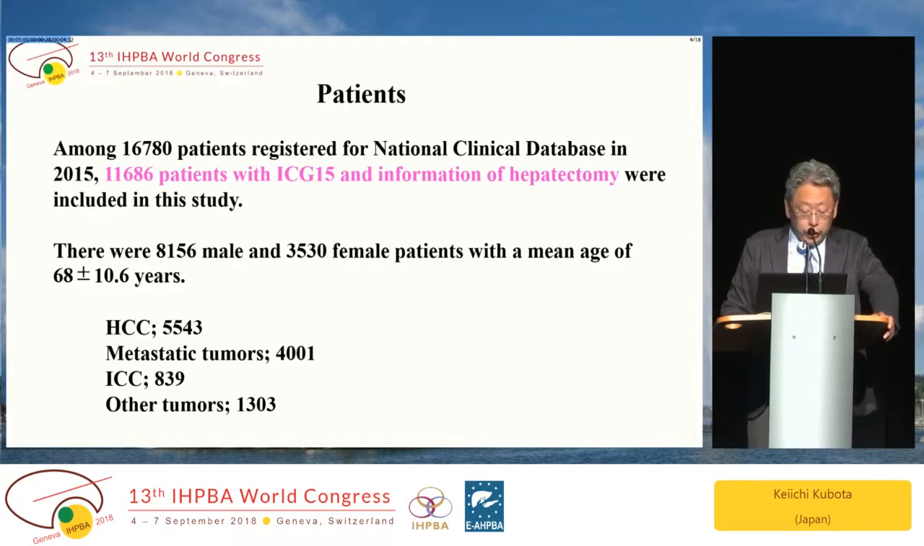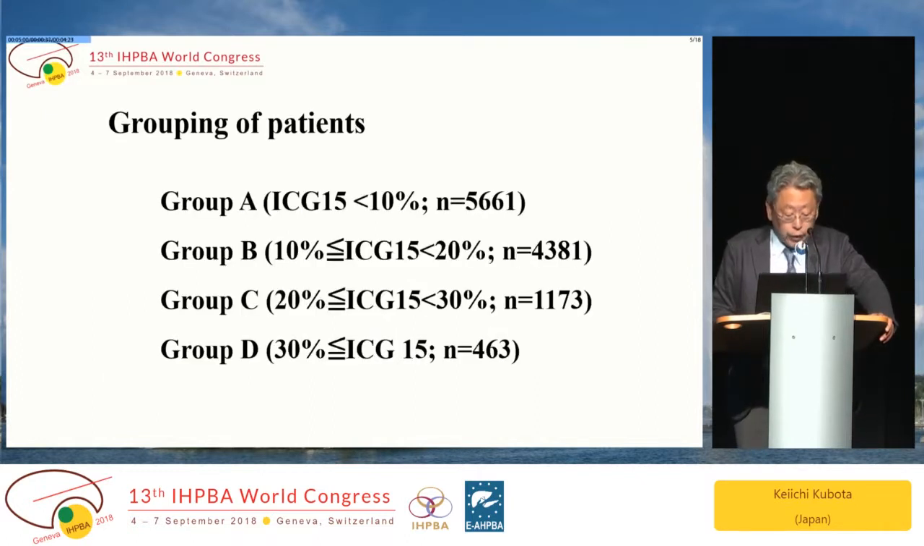So this study included 11,686 patients with ICG-15 and information on hepatectomy. They were classified into 4 groups according to ICG-15 values.